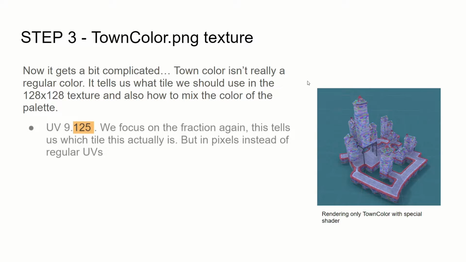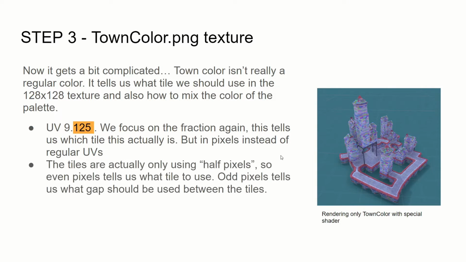So again, we look at the fraction part of the UV, and this tells us what tile it is, but we need to convert it into pixel space instead of regular UVs. The texture is 128 by 128, so we need to do some fancy math to convert it into that space. Then they are using something called half pixels, or Oscar is describing them as half pixels or half tiles. What it means is that every even pixel tells us what tiles to use. The odd pixel tells us what gap should be in between the tiles.